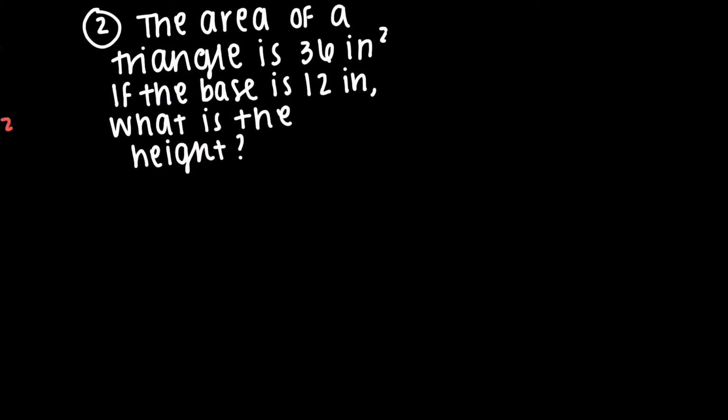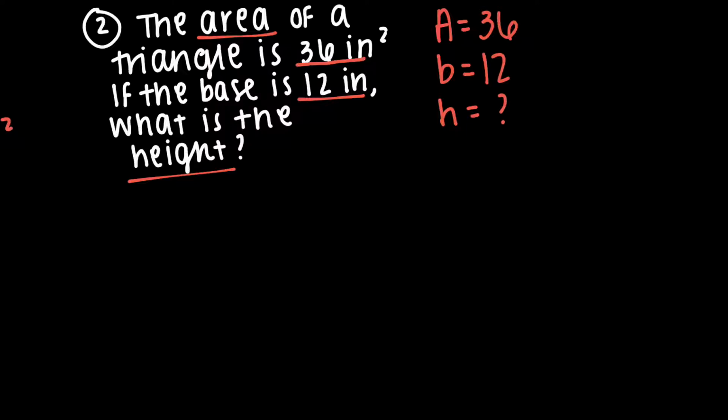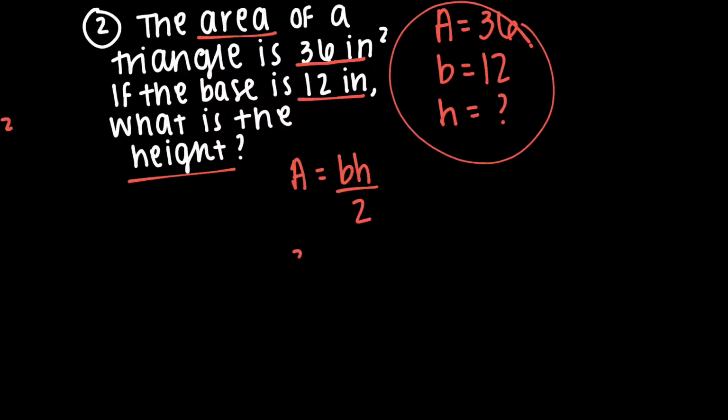Number 2 is a word problem that requires you to work backwards, fill in what you know, and then solve for what you don't. So the area of a triangle is 36. So big A is 36. The base is 12 inches. So little b is 12. What is the height? We do not know the height. We're trying to find it. So we take our formula, A equals base times height divided by 2, and you plug in this information that you know. So 36 is equal to, my b is 12, so 12h divided by 2.